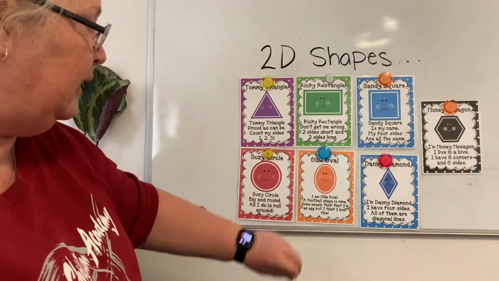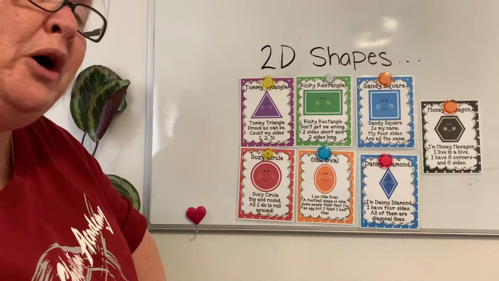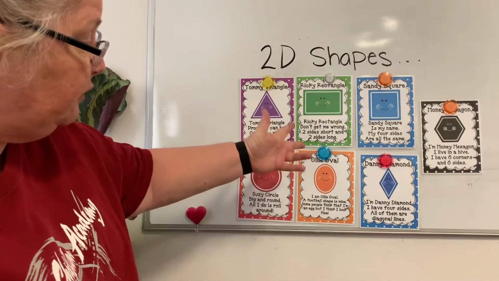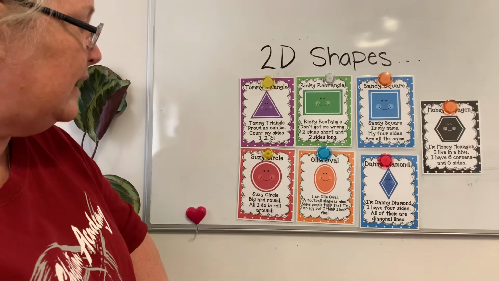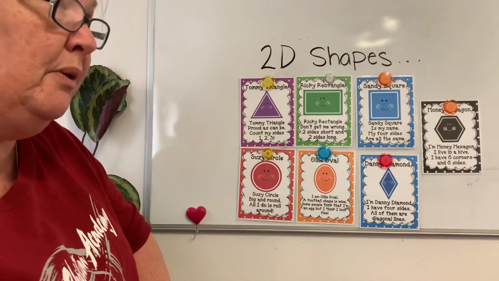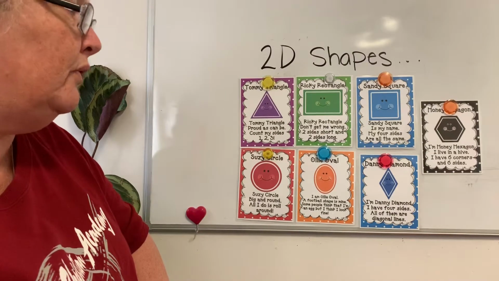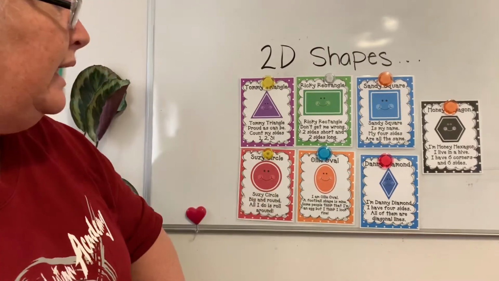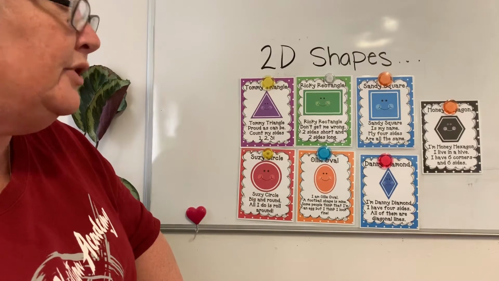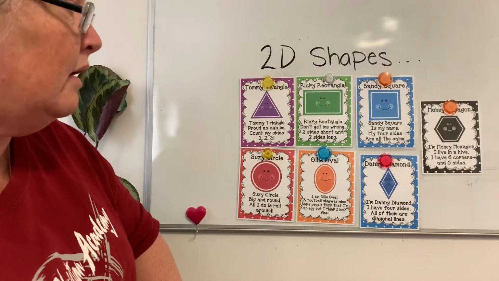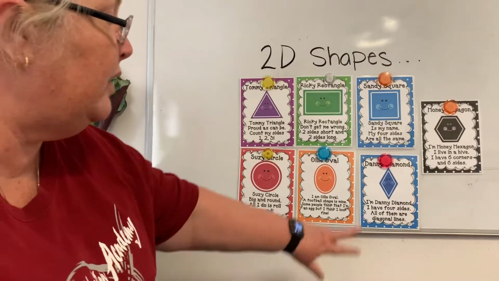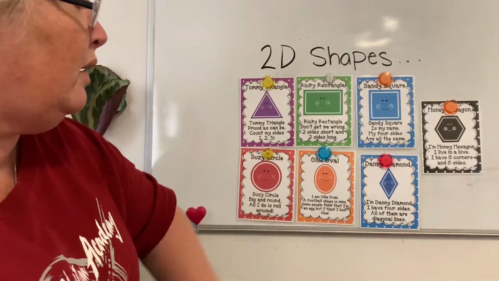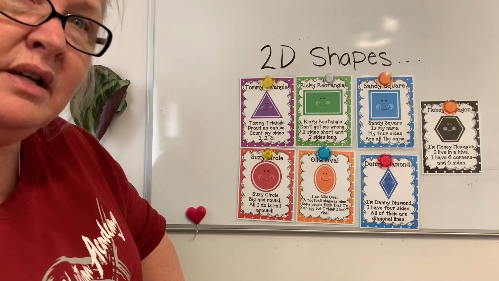Next we have Ollie Oval. Ollie's more like a football. All different shapes he has. He could be an egg, a football. All kinds of things are oval. And then over here we have Danny Diamond. Now Danny's sides are all the same too, but his sides all come to a point. Count with me. 1, 2, 3, 4. He has 4 sides also.